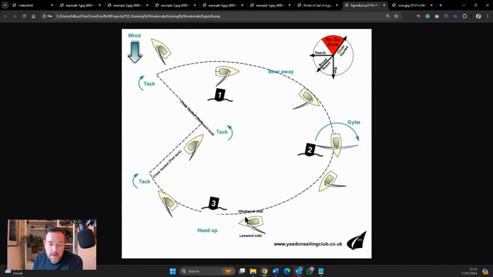You'll see here we've got marked on this one, you might be able to see it, it says windward, leeward. So remember, windward is towards the wind and leeward is away from the wind. And that's a particular point that comes in with the rules of sailing.